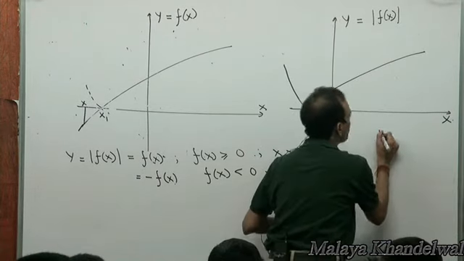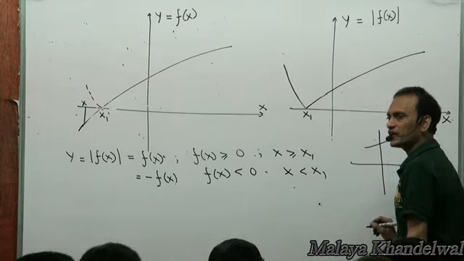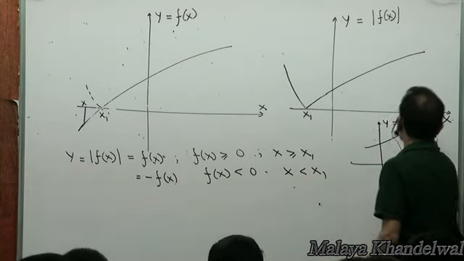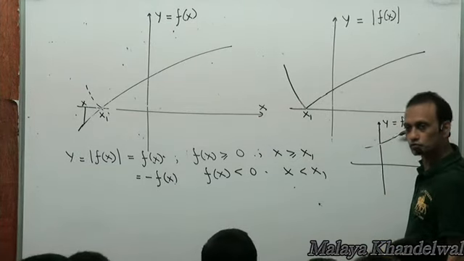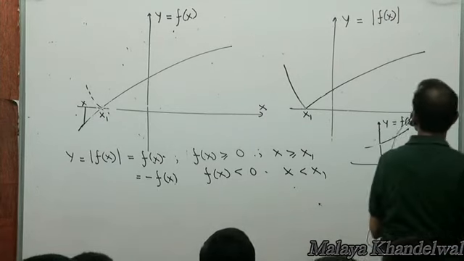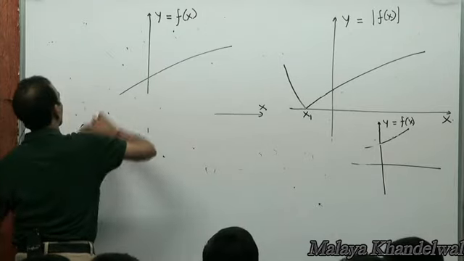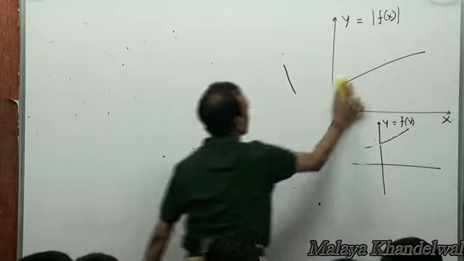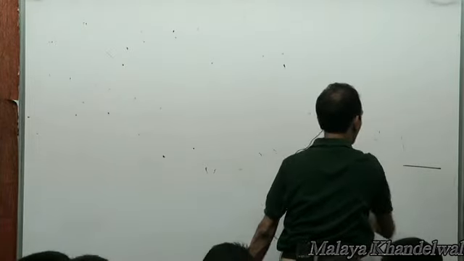However, if there is a function which is never negative, this is the graph of y equal to f(x), and this function is never negative, then the graph of mod of f(x) will also be the same all along. All's good, right?